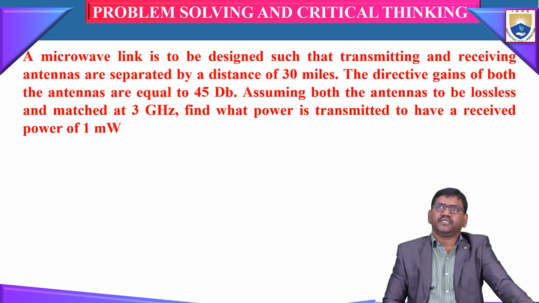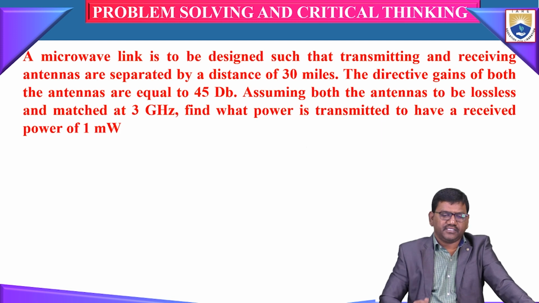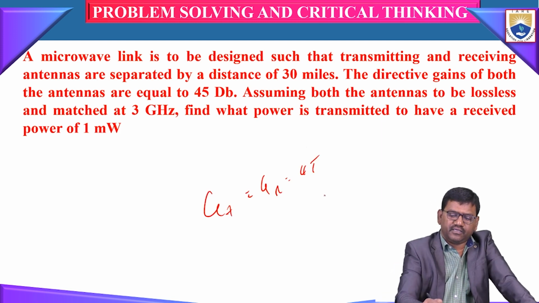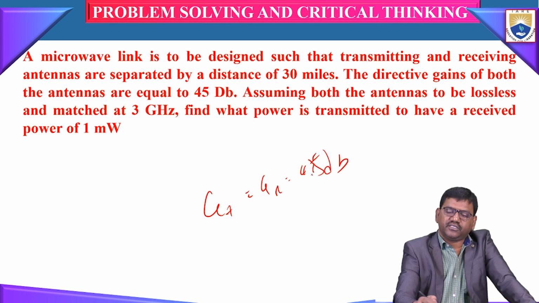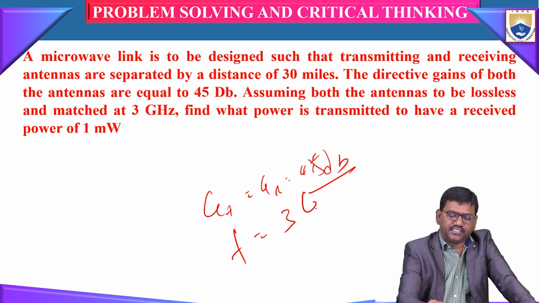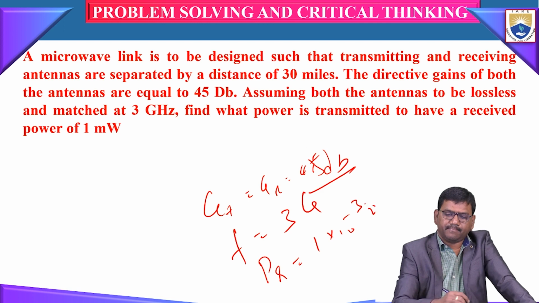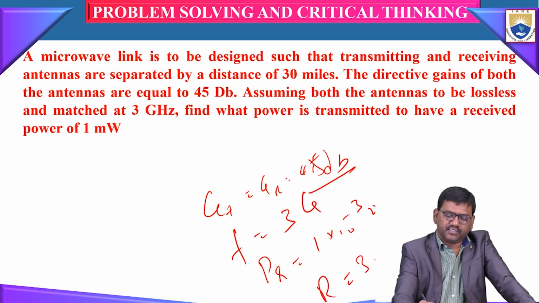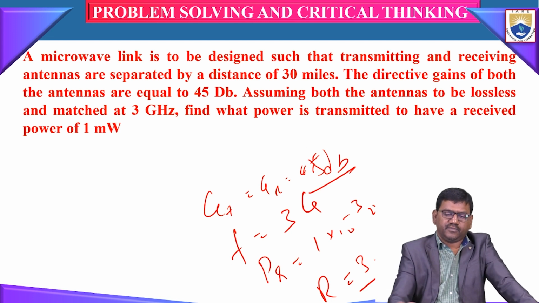A microwave link is to be designed such that transmitting and receiving antennas are separated by a distance of 30 miles. So the distance is given as 30. Directive gains are given as GT is equal to GR is equal to 45. This is given in dB, so we need to convert into decimal here. And the frequency is given as 3 gigahertz. And the power received PR is equal to 1 into 10 power minus 3 watts here. And the separation distance is given as R is equal to 30 miles. So we need to find out the power transmitted.